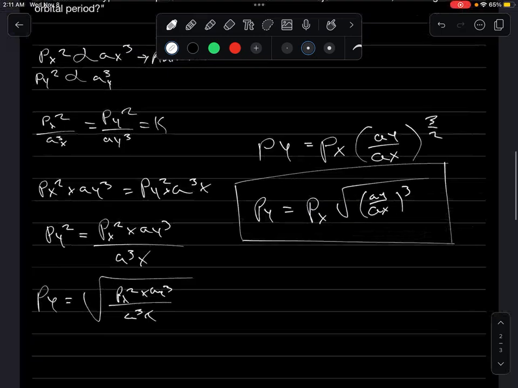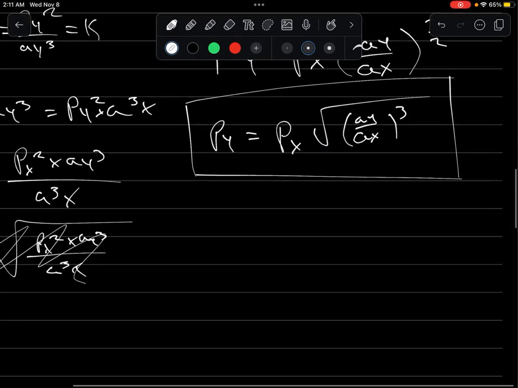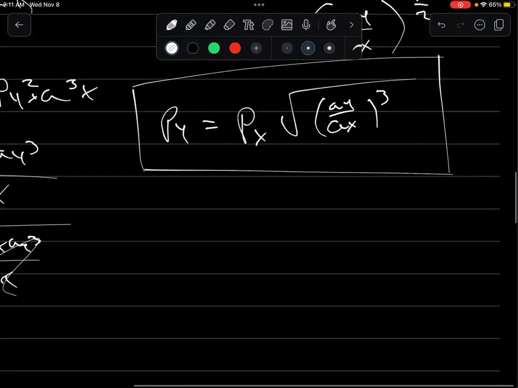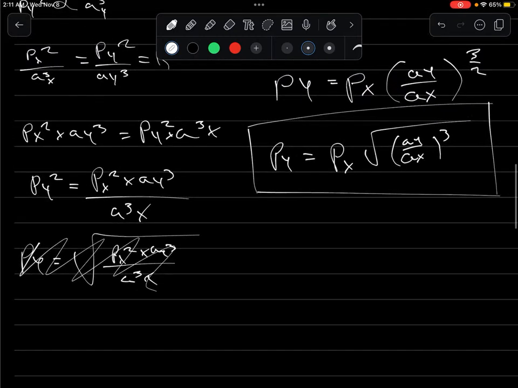And so if you wanted to solve it, again, you could substitute p sub x for 1 year, a sub x for 1 AU, and a sub y for 0.723 AU, to find p sub y.